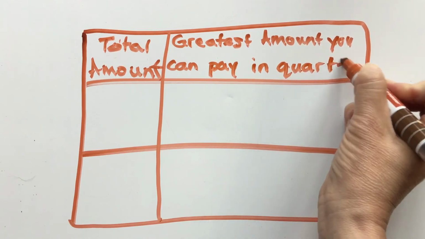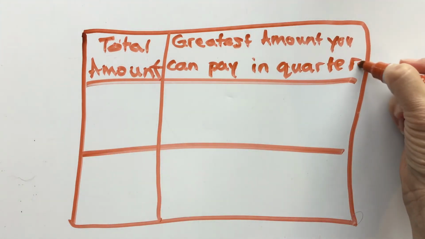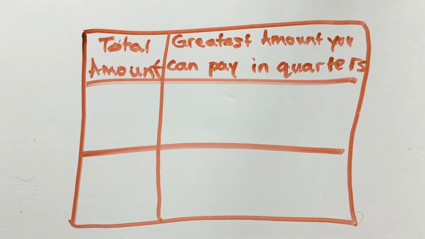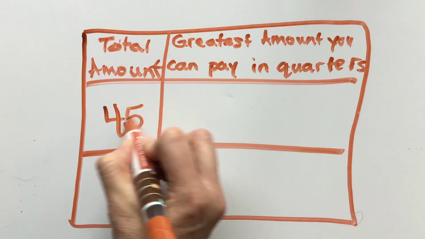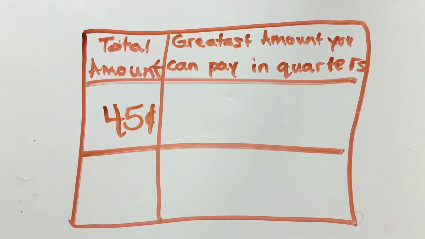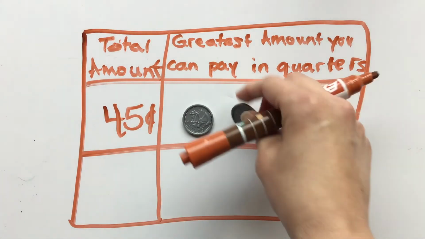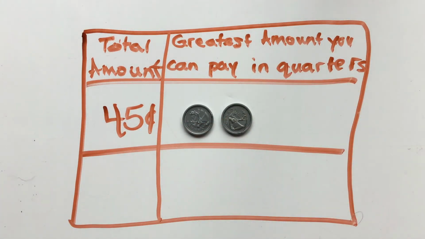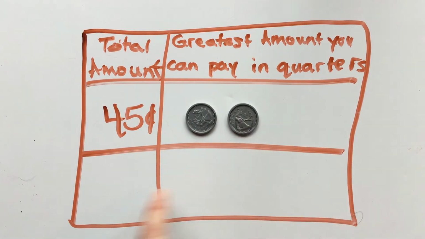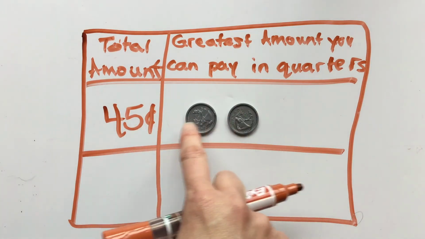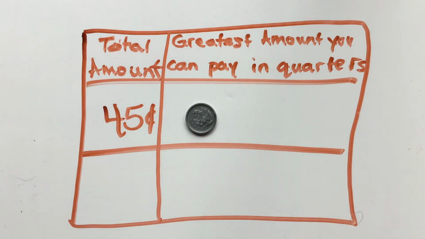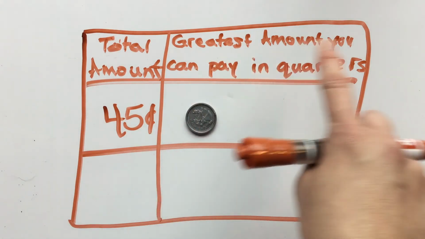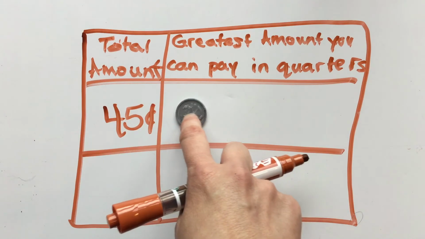Okay, everybody. I'm going to give you a value, and I want you to think about how many quarters I can use to make that value without going over. So if I had 45 cents, how many quarters can I use to make 45 cents? Well, let's start with 1. 25. If I add another quarter, everybody, what is my total now? 25, 50. Uh-oh, I've gone over 45. I can't use 2 quarters to make 45 cents. I can only use 1 quarter. So the greatest amount I can pay in quarters is only 25 cents.